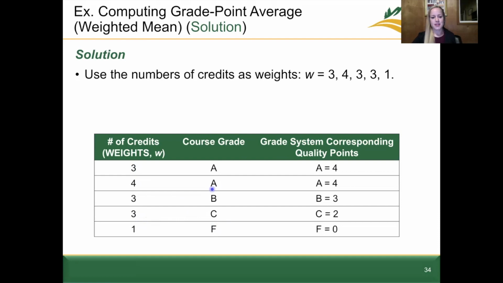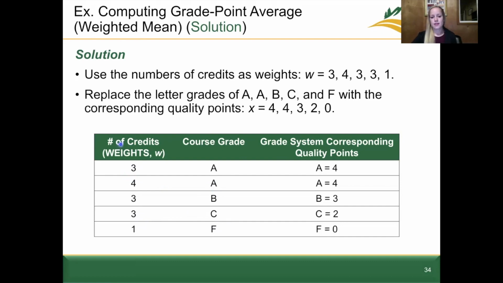And also it's important that we count this A as the student earned an A in a 4-credit course. Okay, so with a GPA, we think of the number of credits as the weight of that class, as the weight of that course. Now, in order to calculate the weighted mean, we also don't know what A, B, C, and F means until we list the corresponding quality points.